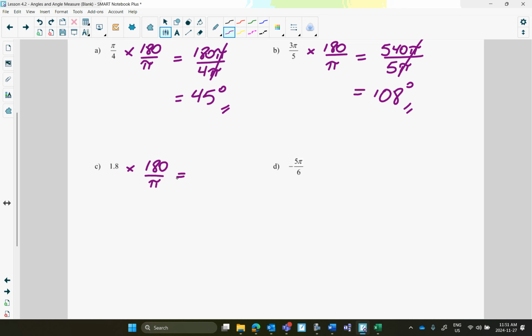This one, notice the angle in radians is not given in terms of pi. So 1.8 times 180 is going to give me 324 over pi. Is that 441? Yeah. Okay. And this one we got to do on our calculator. It's not going to give us an exact answer, so we got to round it. So when we do that, we're going to get approximately 103.13 degrees.